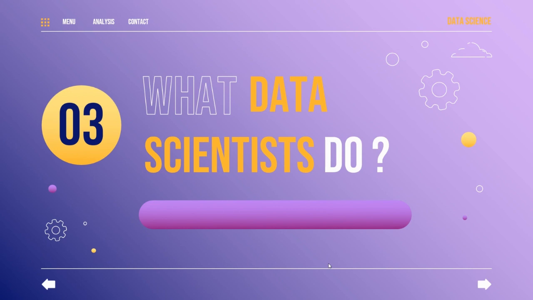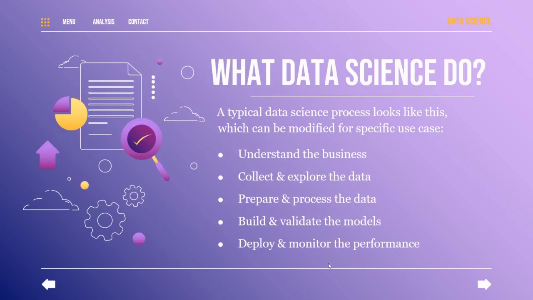Now, what do data scientists do? This is the major content of the topic. A data scientist works on a typical process like understanding the business, collecting and exploring the data, preparing and processing the data, building and validating the models, deploying and monitoring the performance. What is meant by understanding the business? The data scientist must understand the business domains he should work in.